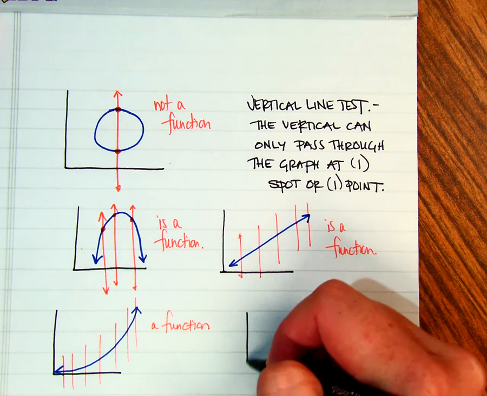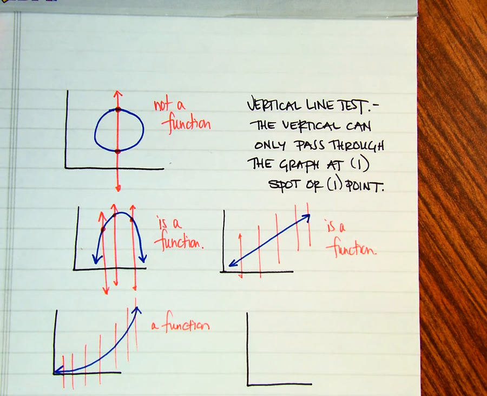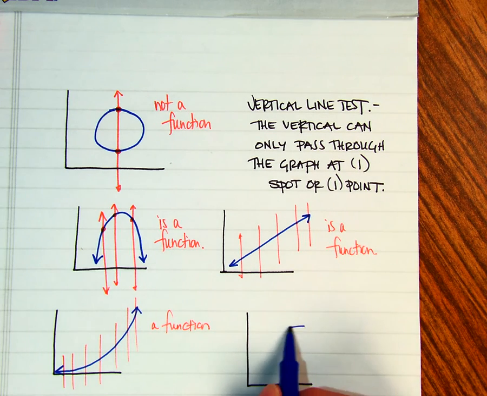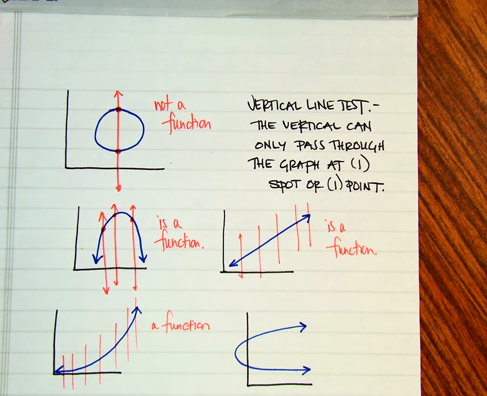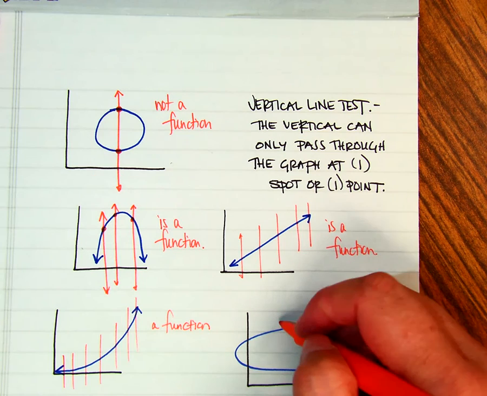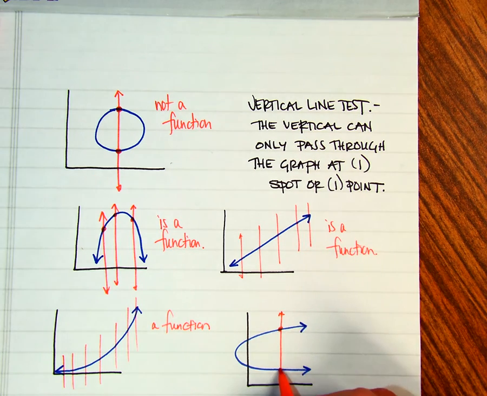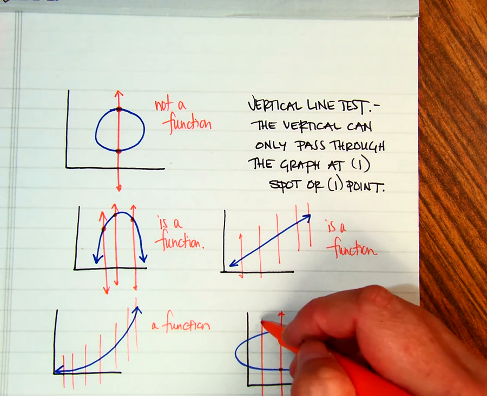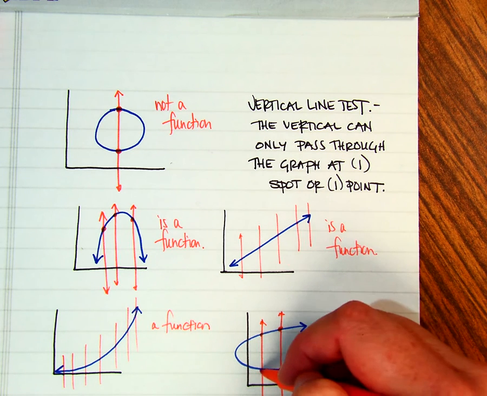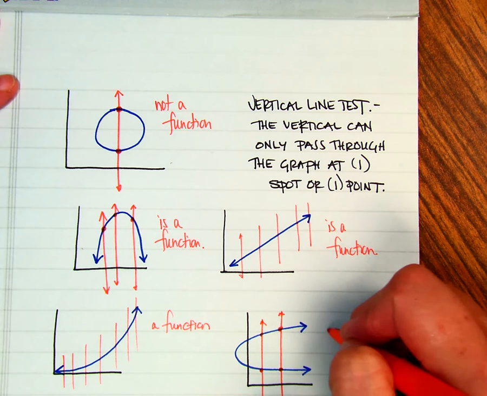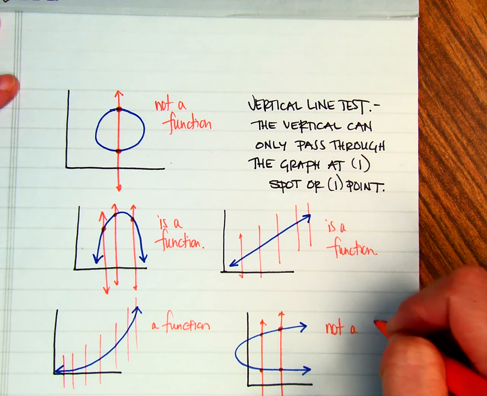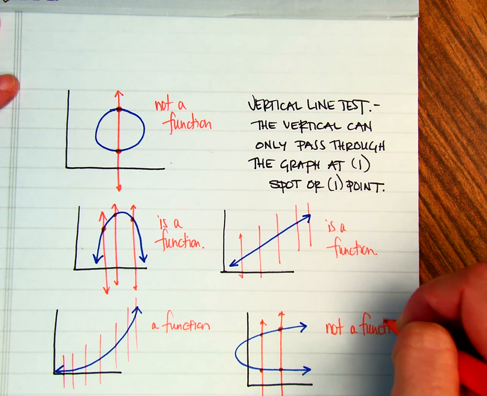And last, let's say we have a sideways parabola. I draw my vertical line. It's going to intersect my graph almost every time at 2 points. So this is not a function.